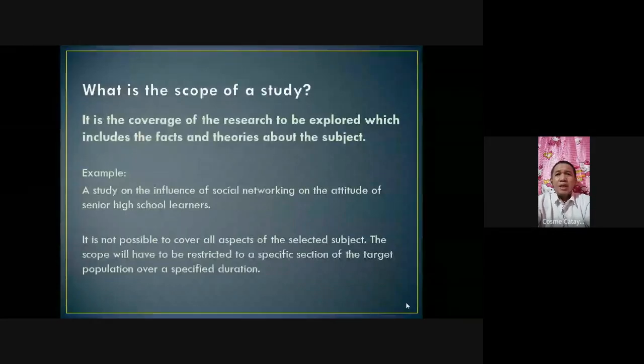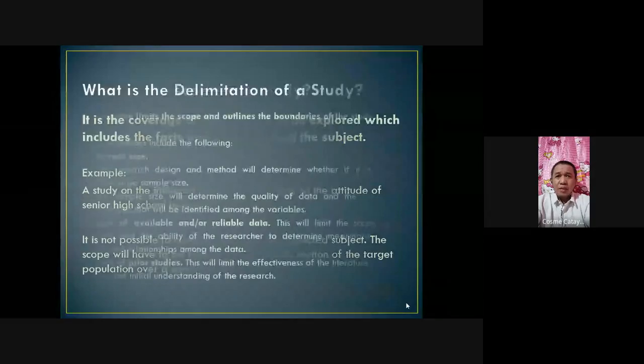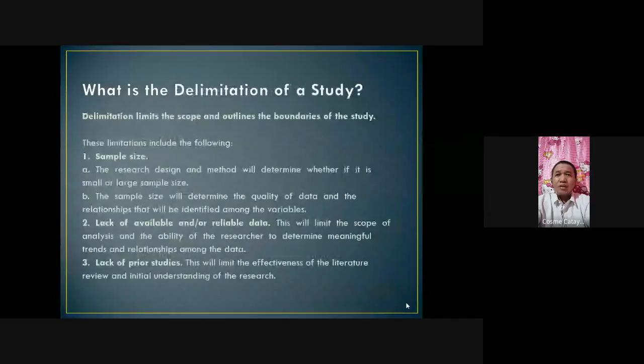What is the limitation of a study? The limitation limits the scope and outlines the boundaries of the study. These limitations include the following. Number one, sample size. Letter A, the research design and method will determine whether it is a small or large sample size. The sample size will determine the quality of data and relationships that will be identified among the variables.